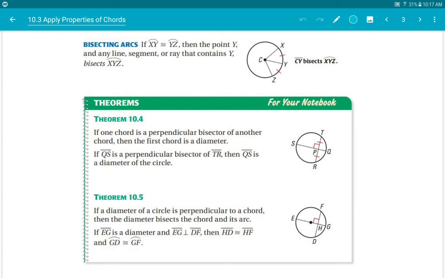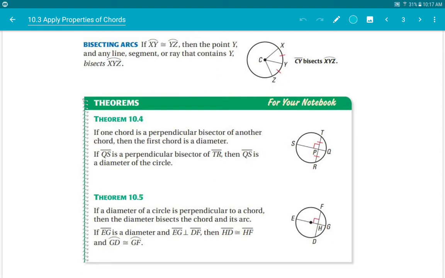Okay, so a lot of just more information that you're going to have to know. The first part is bisecting arcs. Let's read it. It says if arc XY is congruent to arc YZ, then point Y and any line, segment, or ray that contains Y is going to bisect arc XYZ.